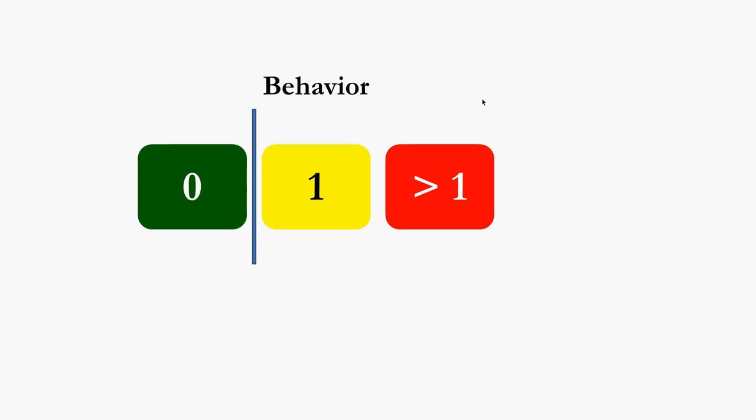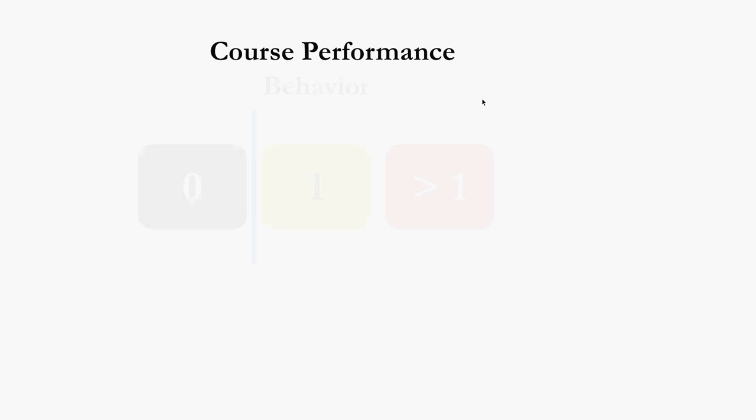I may be in the room, but I'm not exactly acting right. I may not even know how to act right. And so I'm not engaged. And that can be measured through both that citizenship grade as well as a referral to the office because I'm acting up. Next, which gets us to our last one, which is course performance.